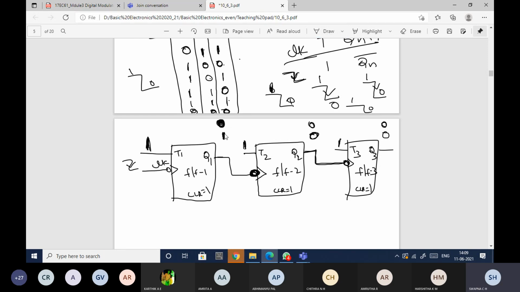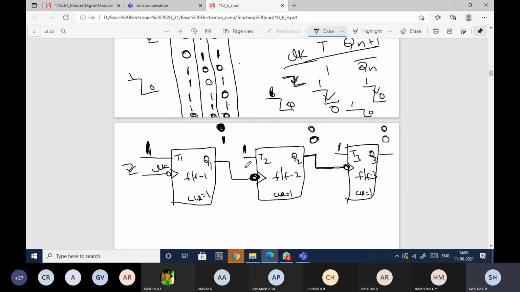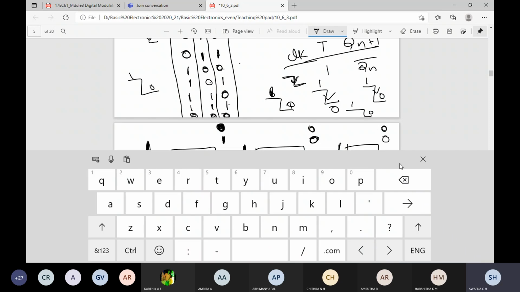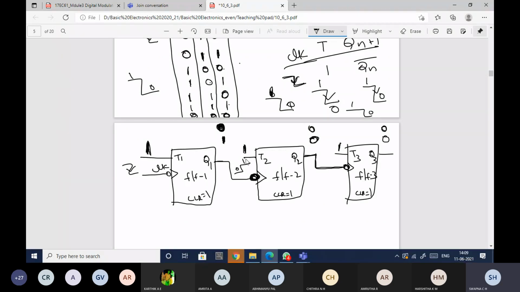Q1 is changing from 0 to 1. So with 0 to 1, this clock is inactive. I'm not getting the correct clock. Since the clock is not correct, the output will not change, because only when the clock goes from high to low will this output toggle. But here I have not got 1 to 0, I have got 0 to 1. So this second flip-flop will not toggle, it will remain in the same state. Same state in the sense the present state was 0, the next state will also be 0.